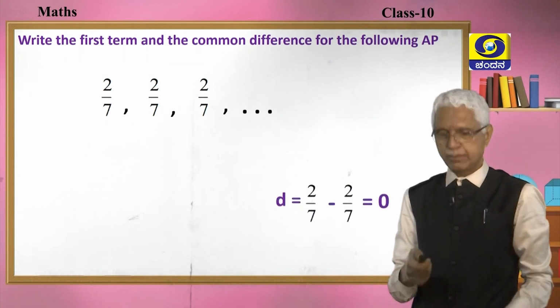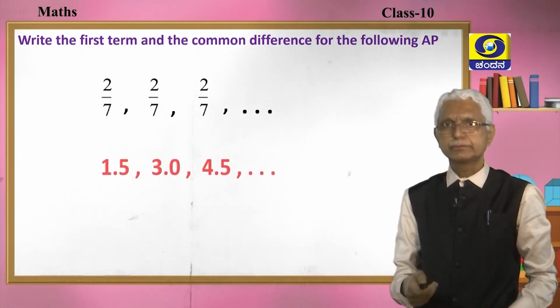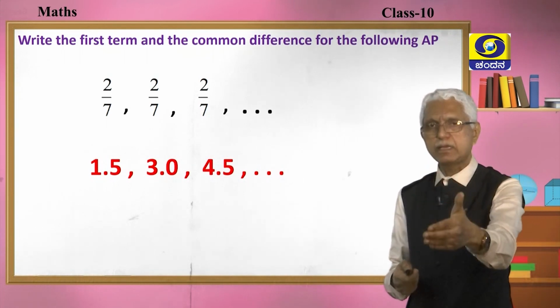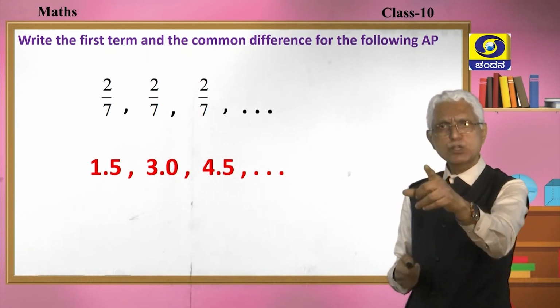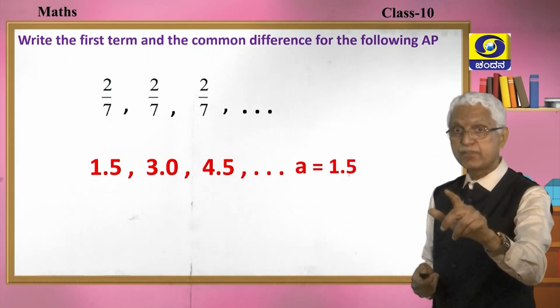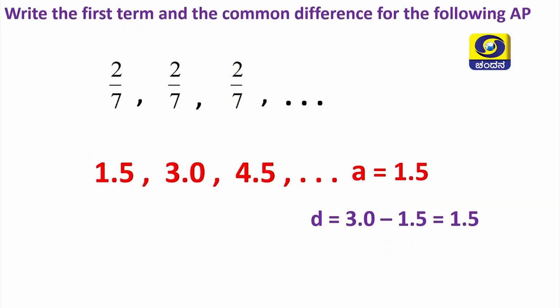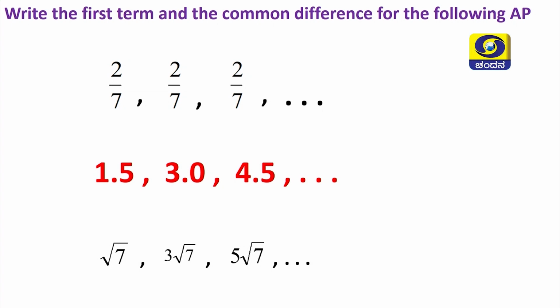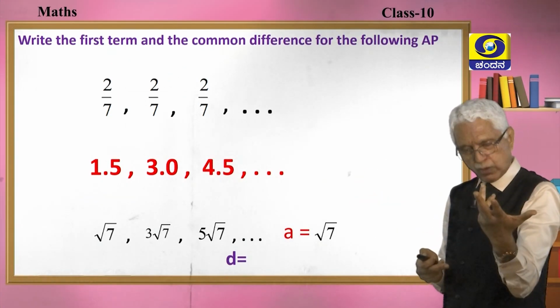Take another example, my dear children. 1.5, 3, 4.5. I am sure by now you have identified it as an arithmetic progression. 1.5 plus what you added? 1.5. 1.5 plus 1.5 is 3. 3 plus 1.5 is 4.5. So, first term is 1.5, common difference is 1.5.